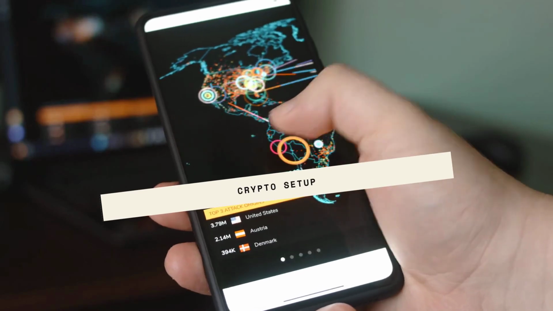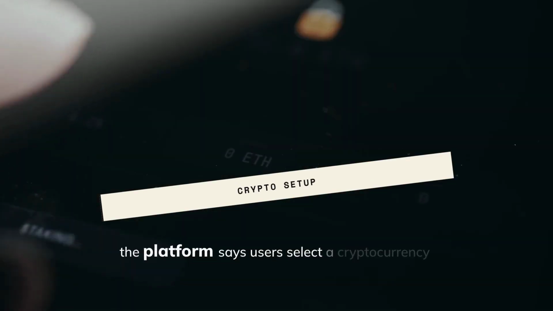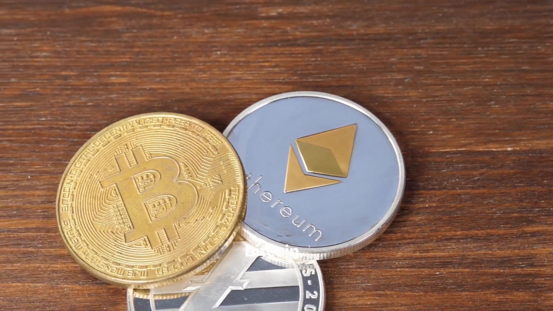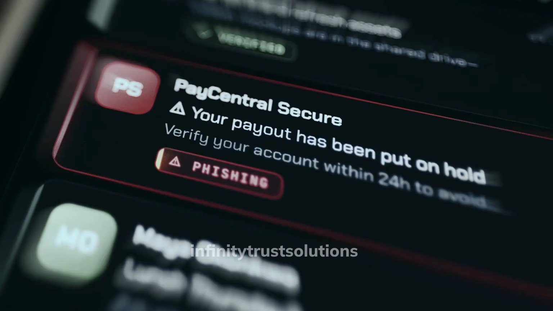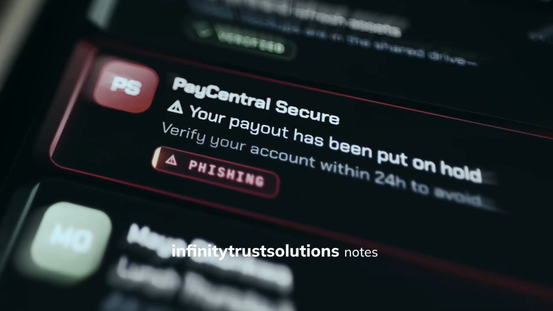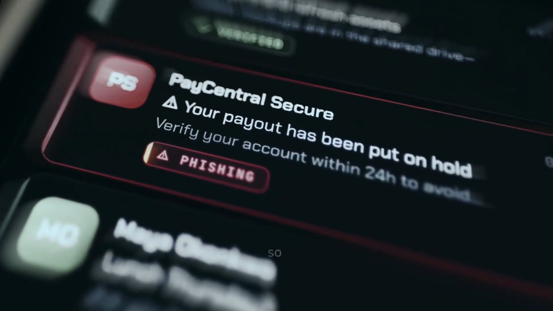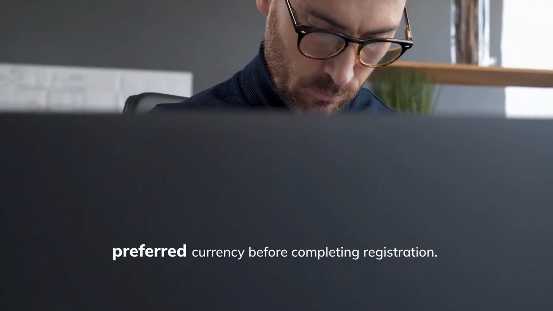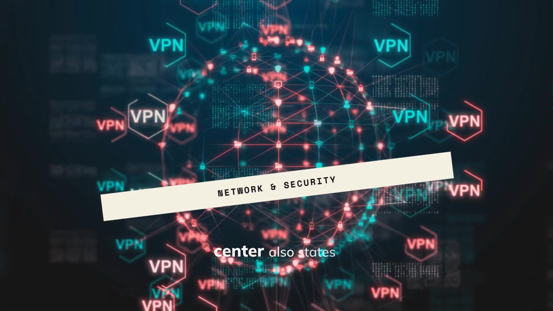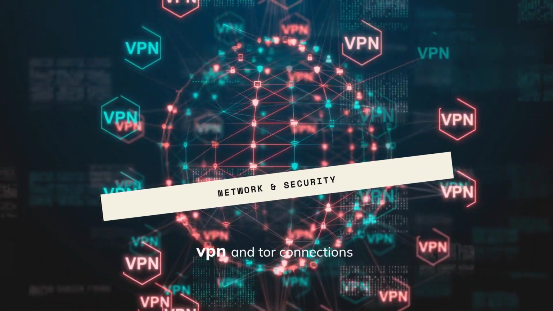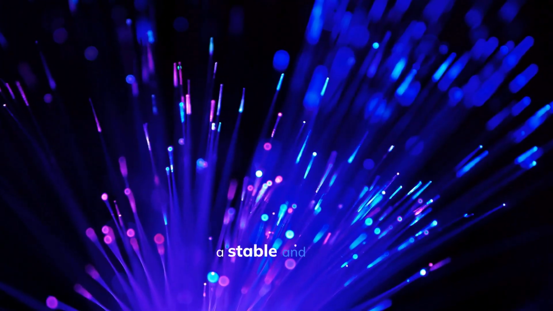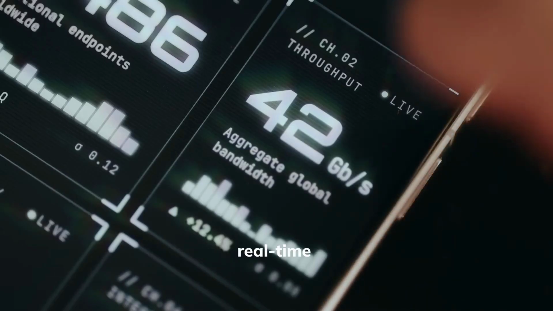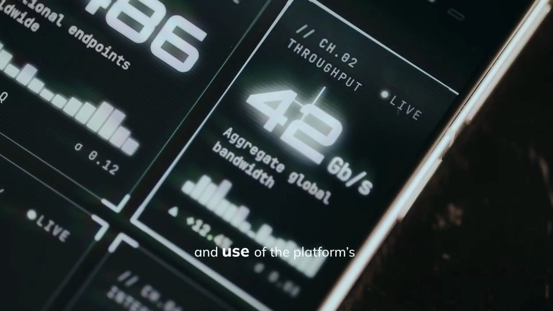During registration, the platform says users select a cryptocurrency for their account. The listed options are Bitcoin, Ethereum, and Litecoin. Infinity Trust Solutions notes that this choice is final, so it is important to consider the preferred currency before completing registration. The Help Center also states that VPN and Tor connections are allowed. A stable and fast internet connection is recommended for smoother access, real-time updates, and use of the platform's features.